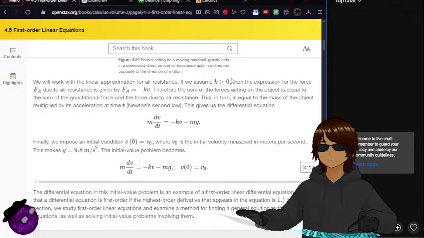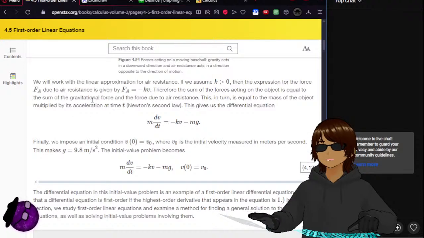If we assume k is more than 0, then the expression for the force Fa due to the air resistance is given by Fa equals negative kv. Therefore, the sum of the forces acting on the object is equal to the sum of the gravitational force and the force due to air resistance. This in turn is equal to the mass of the object multiplied by its acceleration at time t. This gives us the differential equation m dv/dt equals minus kv minus mg.